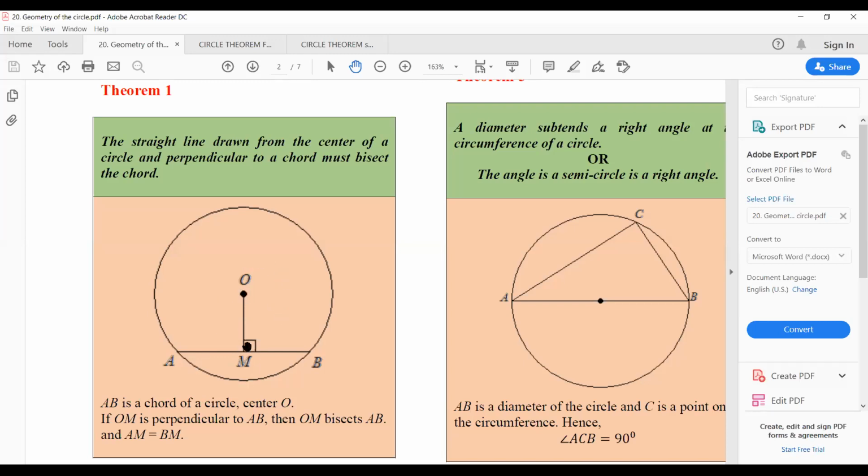This is what perpendicular means. Perpendicular means the lines meet at right angles, right? So in other words, this line we draw here will bisect the chord and cut it exactly into half. So here we will have A, M, B, and AM will be equal to BM. So in other words, if this distance here was 3, then this distance here was also 3.